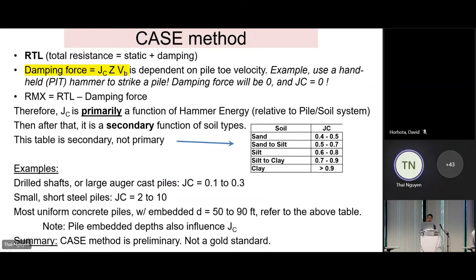I think this is the fifth topic in the background. Case method. Case method result is the total resistance minus the damping force, and the damping force here is closely related to the velocity of the toe of the pile. So let me show you an example here.